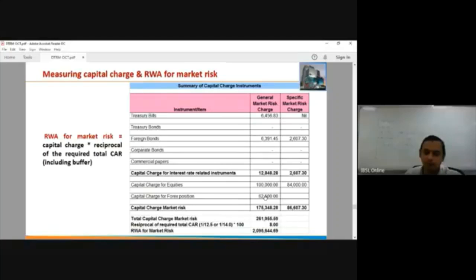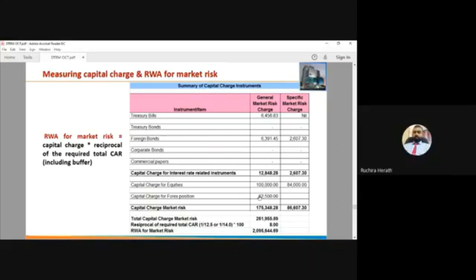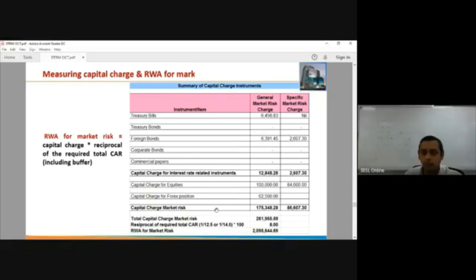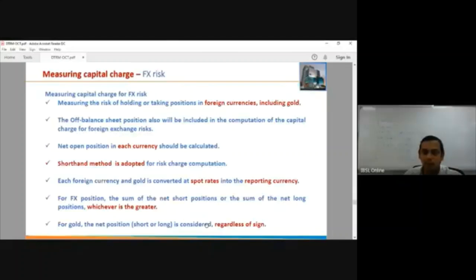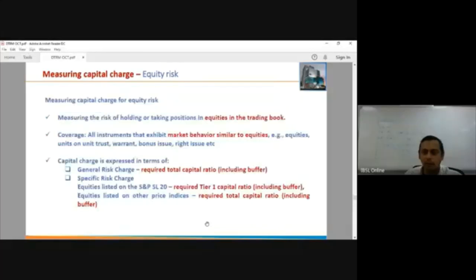Then you need to compute the net position, and take all the pluses separately, all the minuses separately, and you can take the higher one. And if the higher is a negative, you ignore the sign. And the 12.5 is the norm. 12.5 is the total capital ratio of your bank.